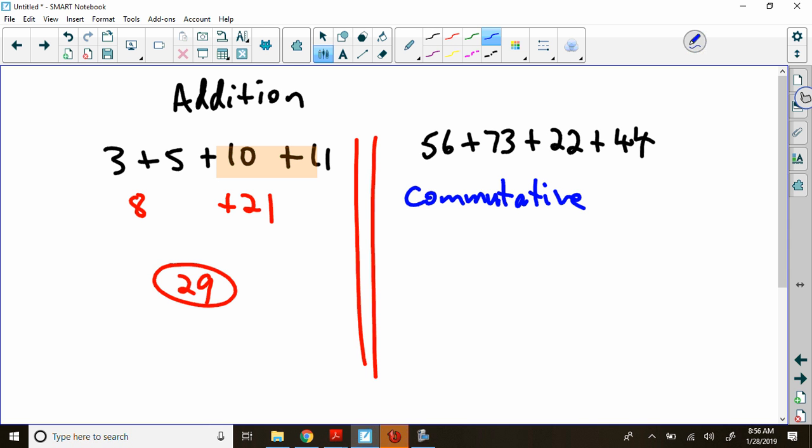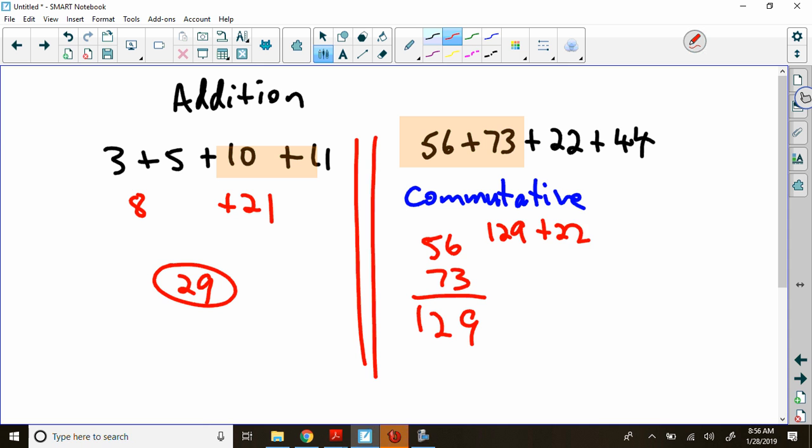And because of the commutative property, I'm going to make this problem a lot easier to add up. I could get the answer way easier than following PEMDAS. PEMDAS says 56 plus 73. Well, then I'm going to have a 9 and a 12, and it's going to be 120, and it's going to be a mess to get the 129 out of that. 56 and 73, that's a 9, and that's a 12, so it's 129. So it's 129 plus 22, and I have to do all this weird carrying and stuff like that. The commutative property makes life easy.